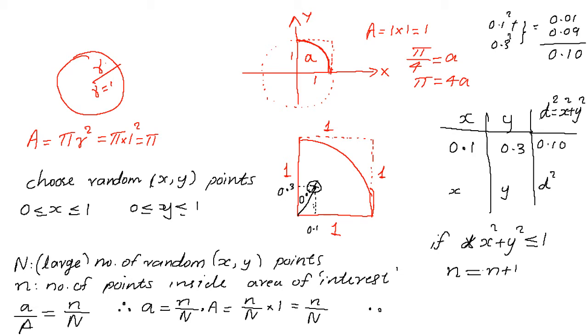Therefore, I can calculate pi from this formula: pi is equal to 4 times n by N. So this is my formula. This is the idea behind simulating the value of pi.